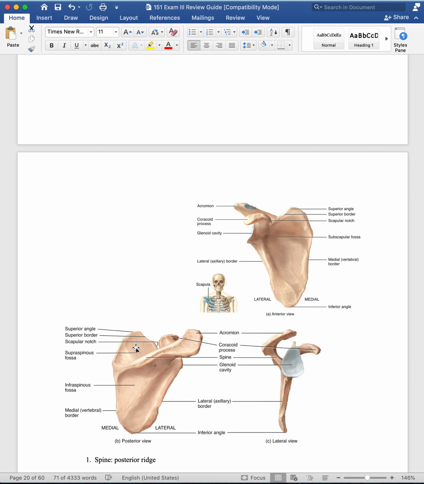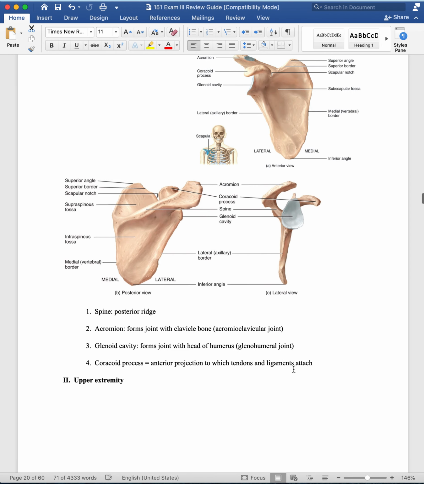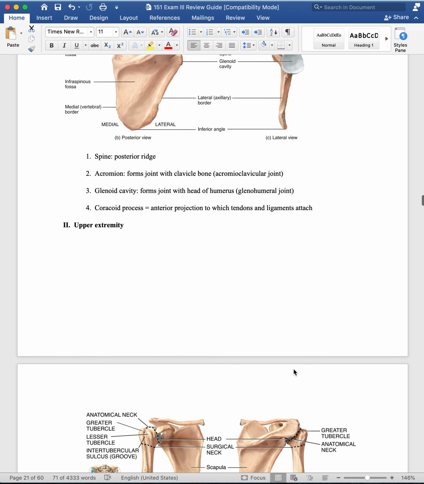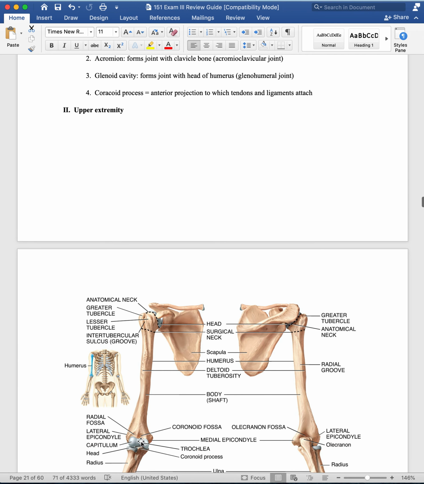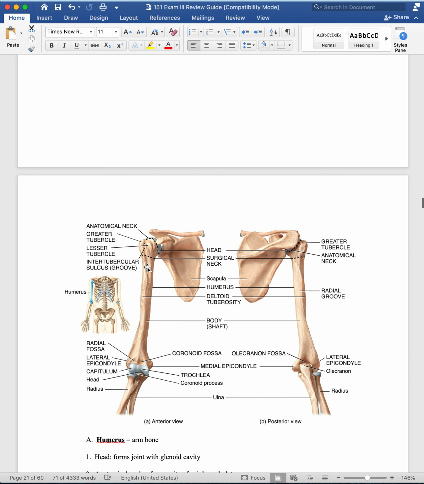This is the superior angle, the scapular notch. Again, here's the acromion, and the coracoid process is sticking out over here. Again, this is going to interact directly both with the clavicle and with the humerus. Okay, so the upper extremity is going to include the humerus, obviously at the arms. It's going to include the humerus, the radius, and the ulna. The humerus is going to articulate with the glenoid cavity of the scapula. We've already talked about that.